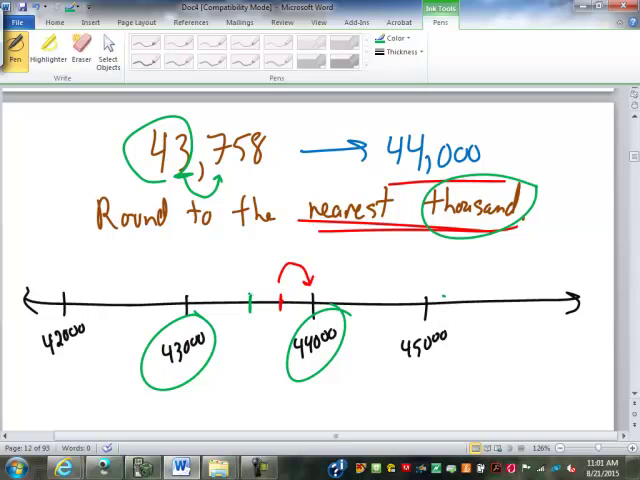Since that's a 7, well, we know 5 would be right in the middle. 6, 7, 8, and 9 would all be closer to the next one up, the 44. If that digit were 1, 2, 3, or 4, it'd be closer to the next one down, the 43. This one's 7, so it goes up. Now, the only time that there'd be a problem there is if it were a 5. What would happen if it were a 5?